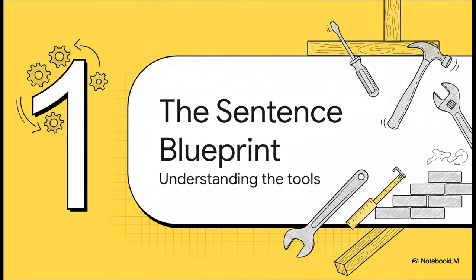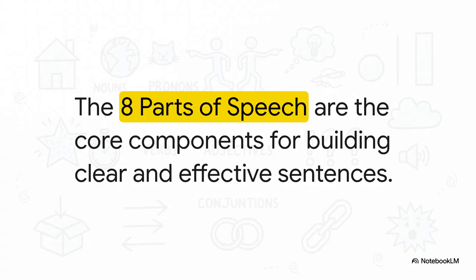Before any good builder gets started, they lay out their tools. So let's take a look at what's in our toolkit. So these are our tools, the 8 parts of speech. It's kind of wild, but every single word you've ever spoken or written fits into one of these categories. And understanding them isn't about memorizing rules. It's about gaining real control over your own ability to communicate clearly and effectively.